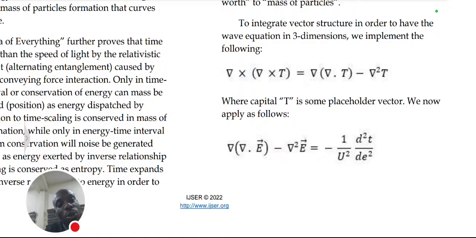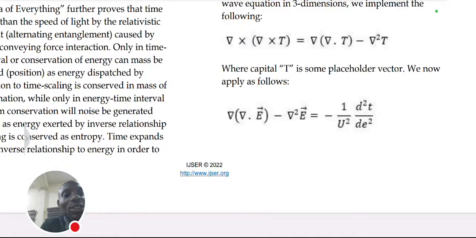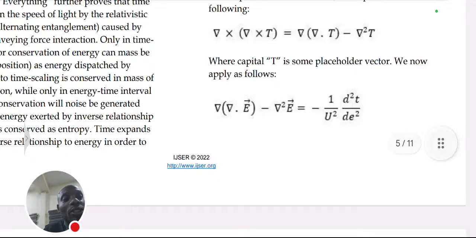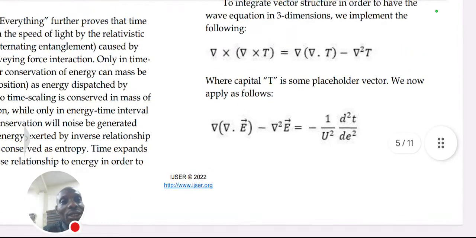It is ideal to actually model it like that because in the cosmological space, we have expansion. In the black hole, we have contraction. So we're supposed to have convergence right there. Now where capital T is some placeholder vector, we now apply as follows. So the capital T has served as a vector placeholder. We're trying to have 3D right here. So we then have our equation back.